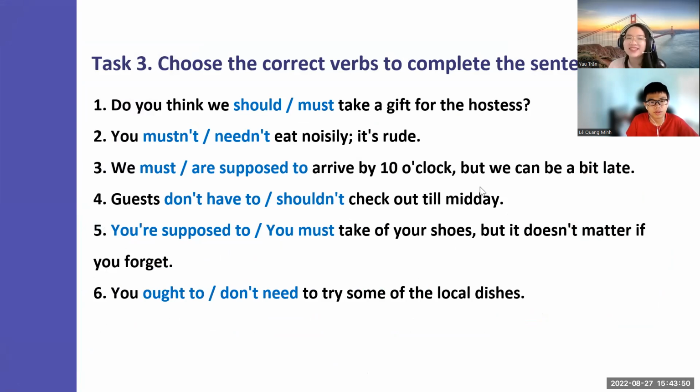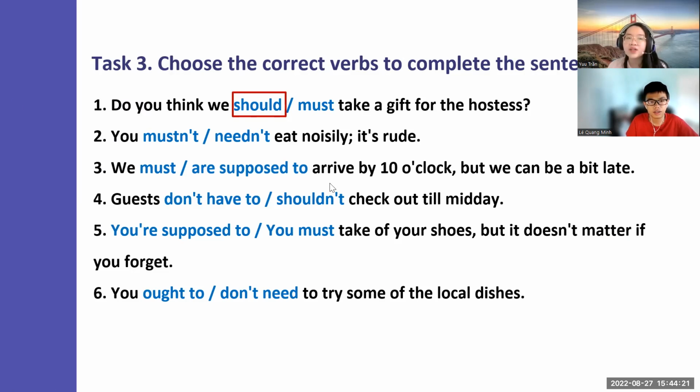Right, number 1, do you think we should take or we must take a gift for the hostess? You should take a gift for the hostess. Okay, do you think we should take a gift for the hostess? Okay, right, because must means obligation. It means that it is not great if you don't do it. It's not good if you don't do it.